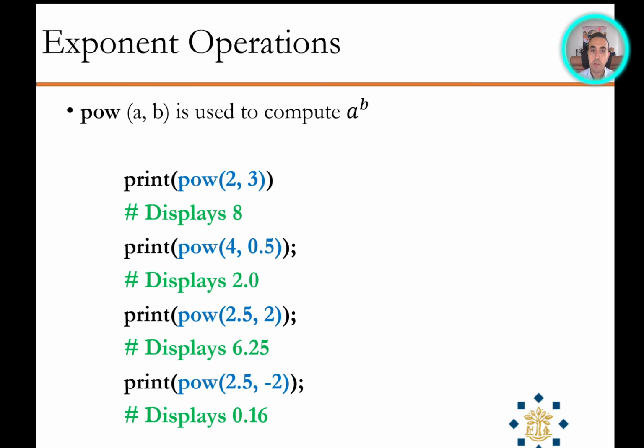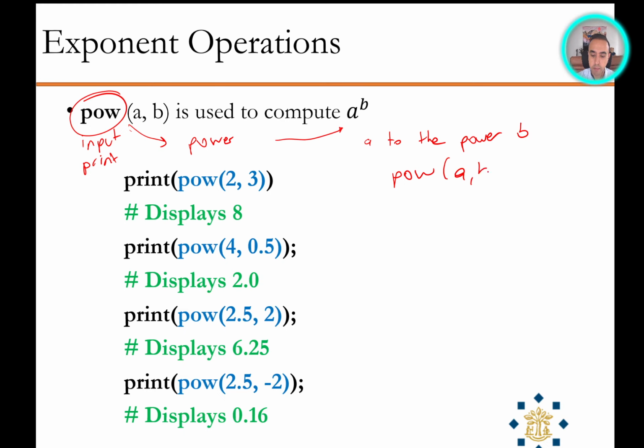All right, so we have a couple of mathematical operations. POW is a power operation. POW A B, so think of it as another function or method, like an input or a print statement, okay? This is POW, P-O-W, that stands for power. So it goes A to the power B. In mathematical terms, it's POW, A comma B, okay?